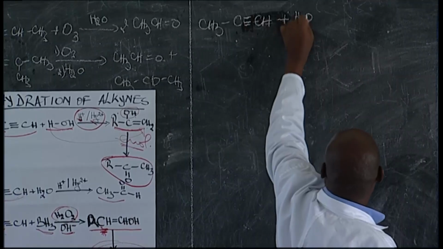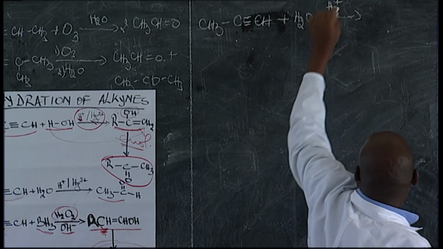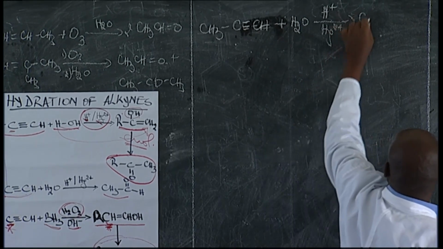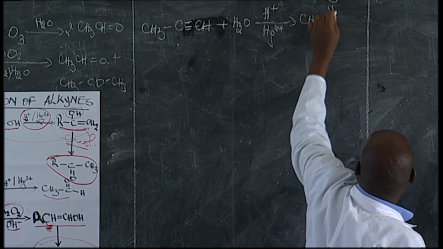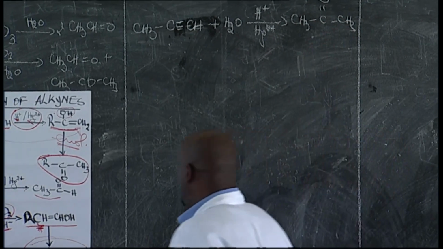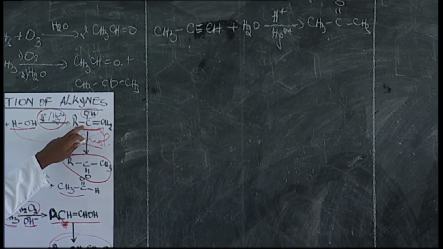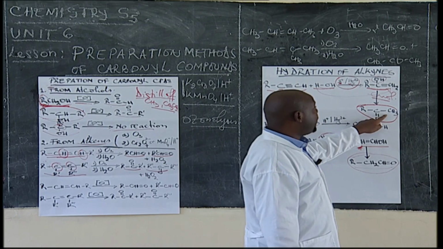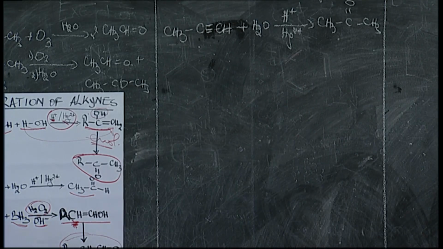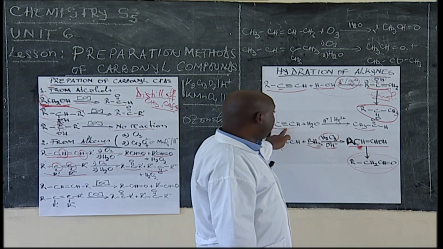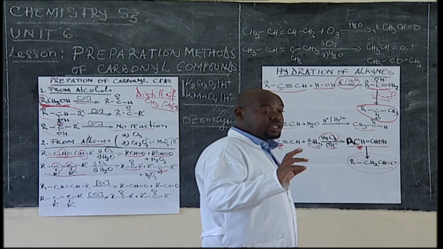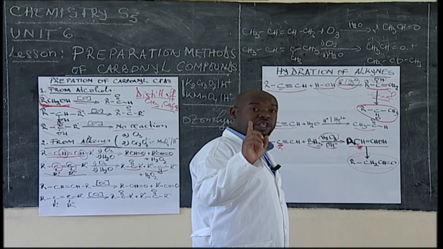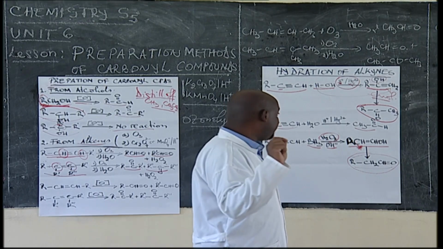CH3C≡CH plus H2O in the presence of an acidic medium and a mercury salt. What do we produce? We produce CH3COCH3. Remember, the first product, the intermediate product, is an enol, which will immediately transform itself to give us a ketone. If we use ethyne, remember, we will produce ethanal. And we said that by producing the Markovnikov product, it is the only compound which will give us an aldehyde.